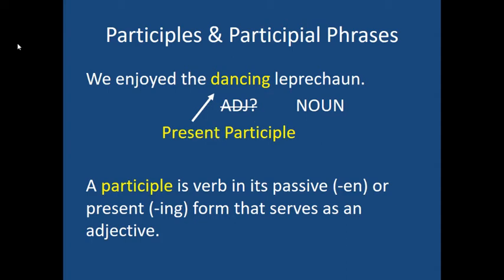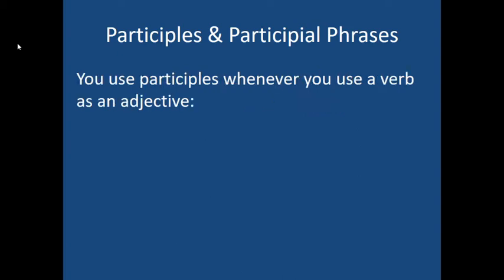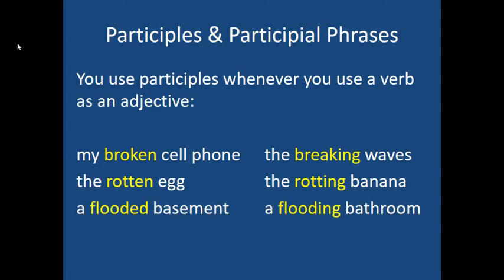This one would therefore be the present participle, a dancing leprechaun. If I said he commanded the crowded dance floor, well, crowded is actually the passive participle because it comes from the verb to crowd. Some people will call it a past participle. That's fine. It's wrong, but that's fine. It's actually called a passive participle. So we use participles whenever we use a verb as an adjective. So I could say my broken cell phone, or the breaking waves, the rotten egg, or the rotting banana, a flooded basement, or a flooding bathroom. We can see both the passive form as well as the present form.